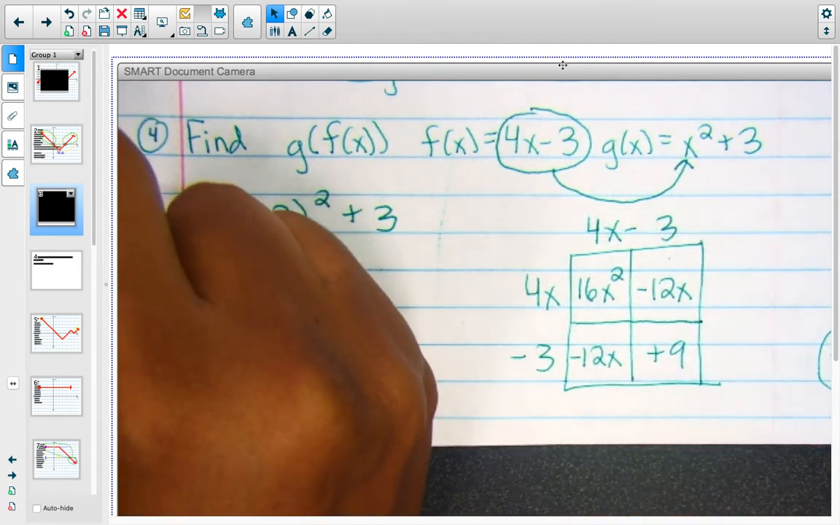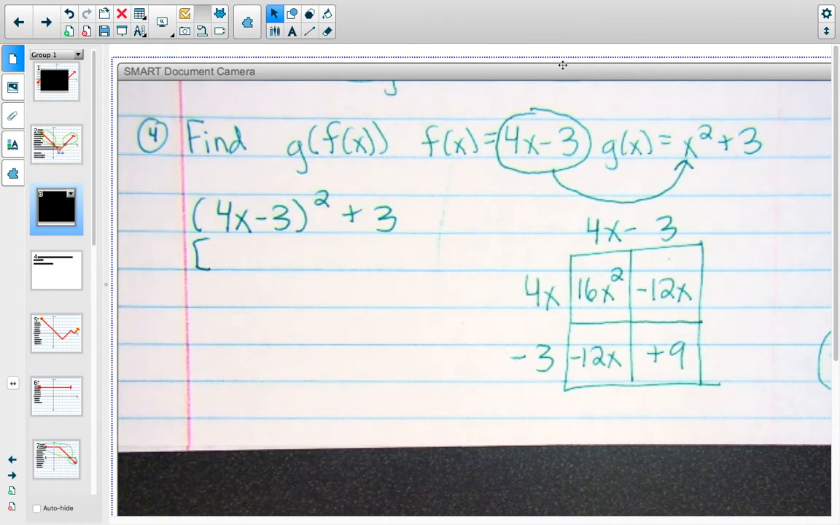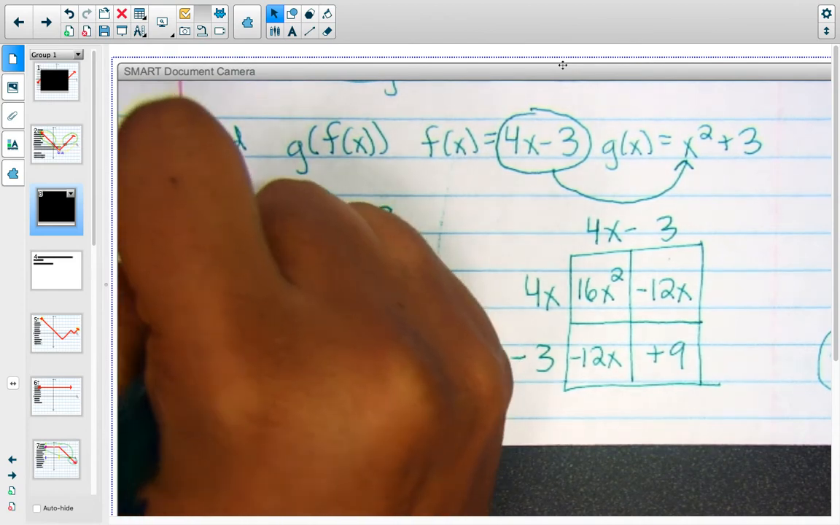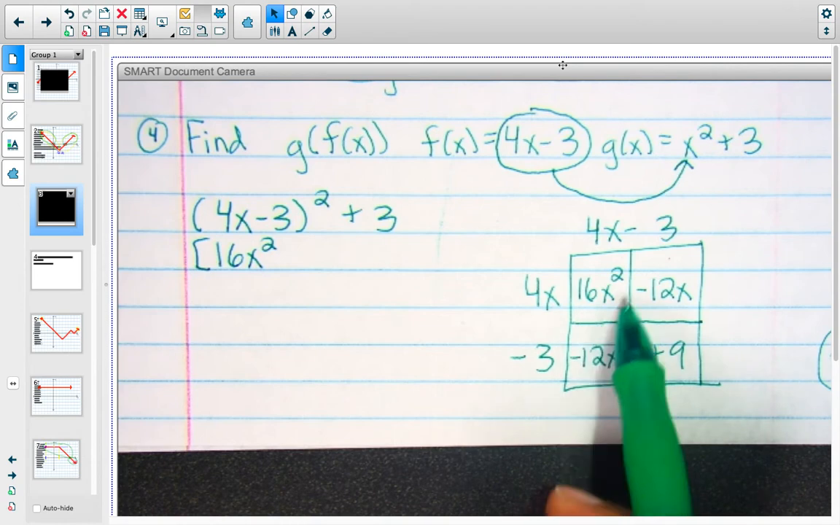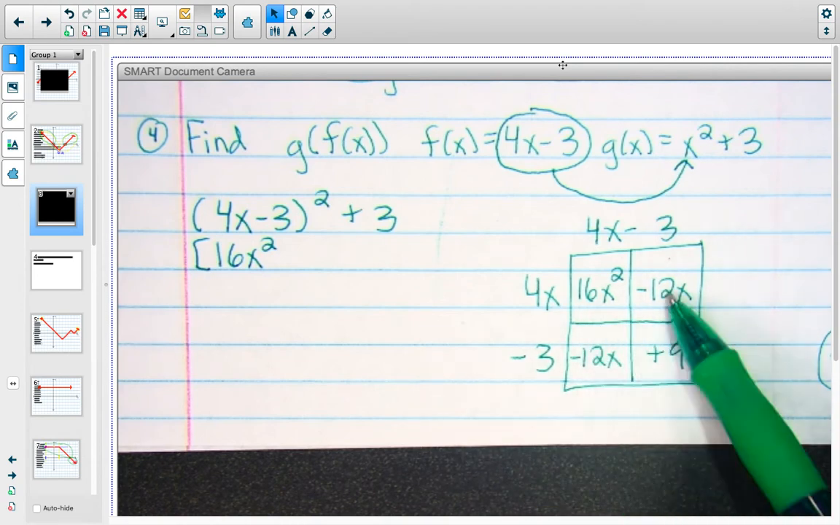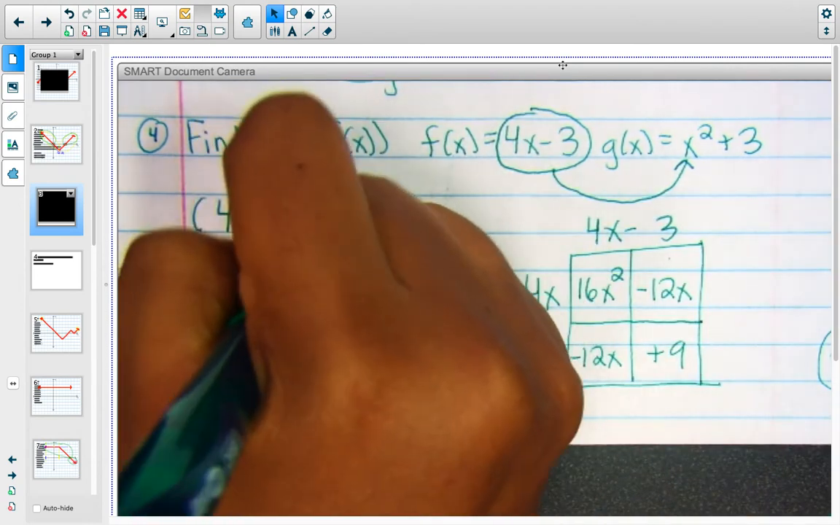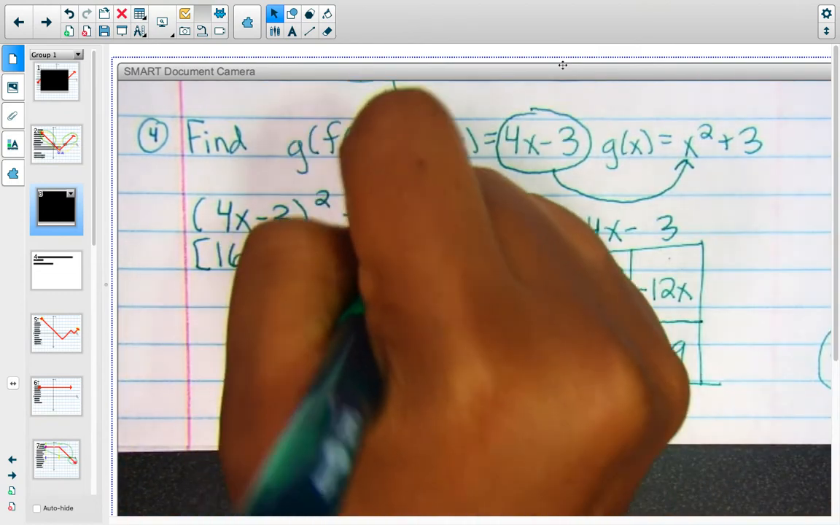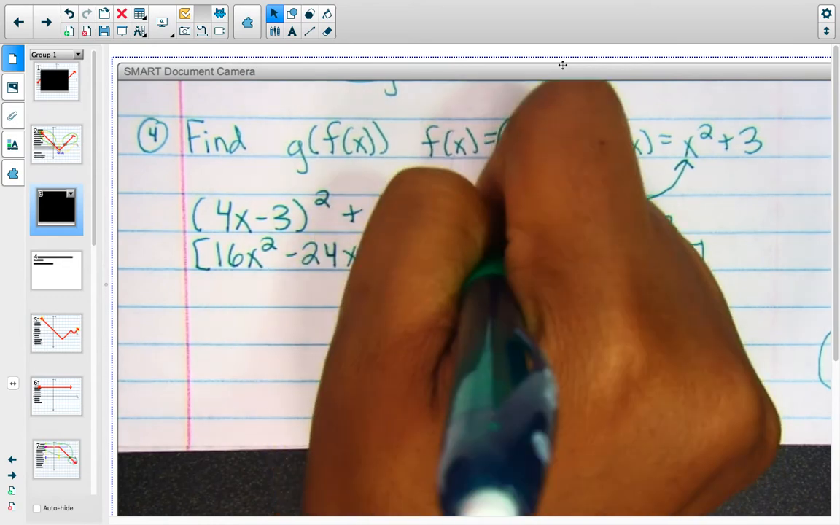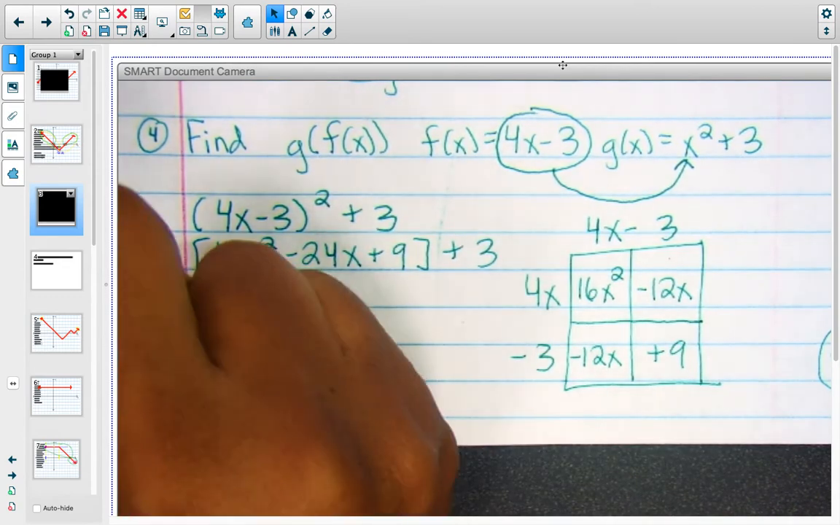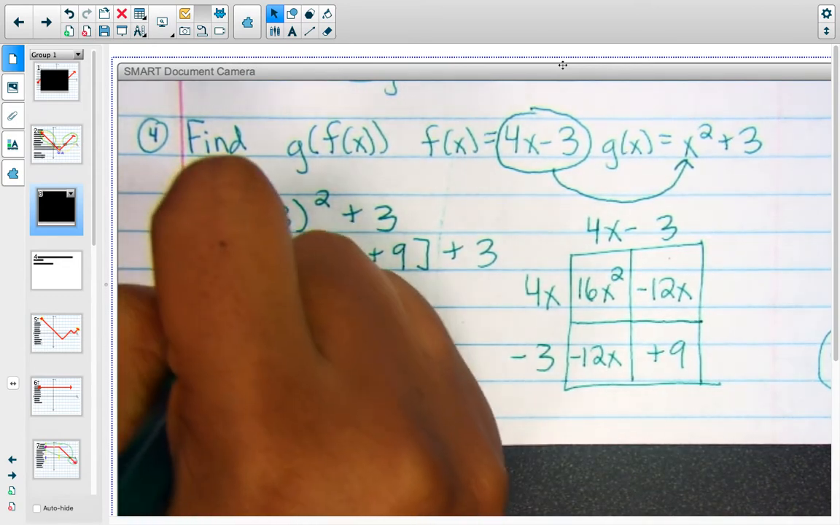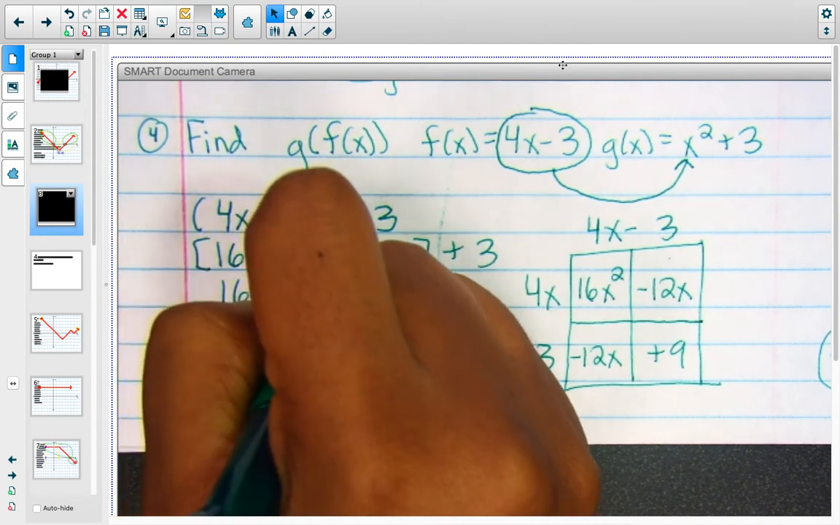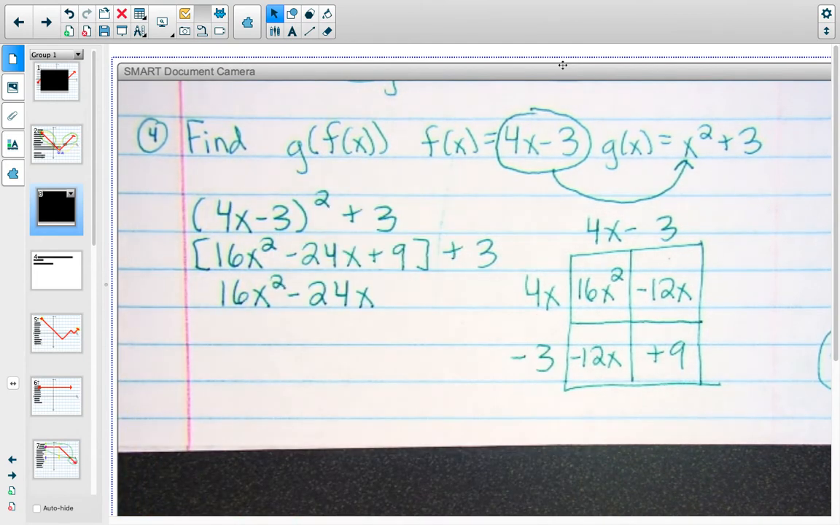So if I come back and add that into my problem, make sure we combine like terms. The square term comes first because nothing went with it. Add these two together, that gives us negative 24x. And this gives me plus 9. And do like terms. So my final answer should be 16x squared minus 24x, and 9 plus 3 is 12.